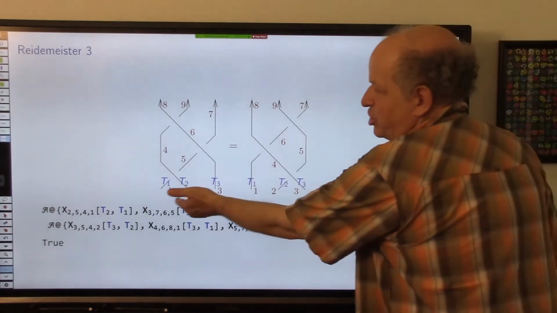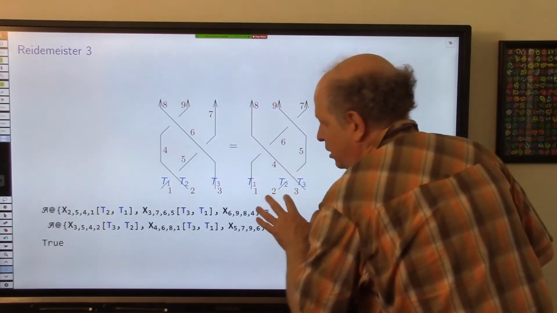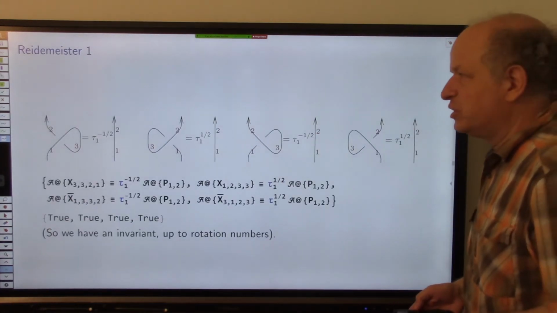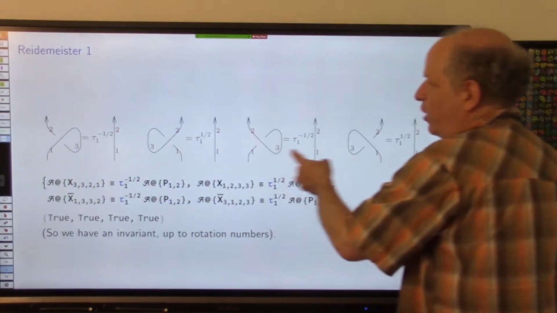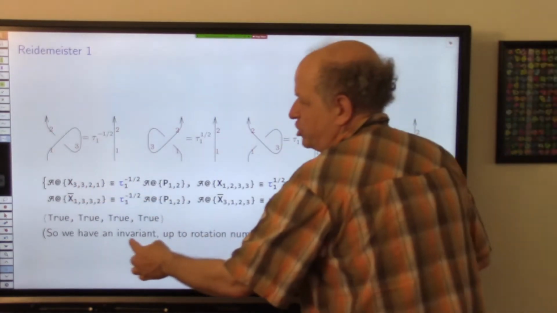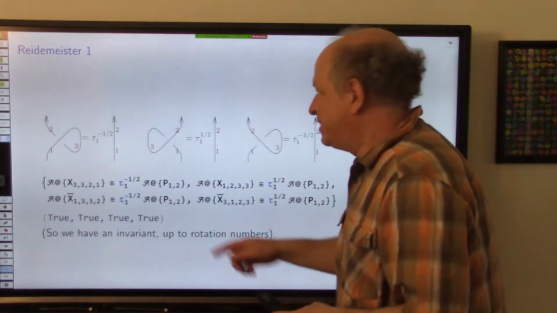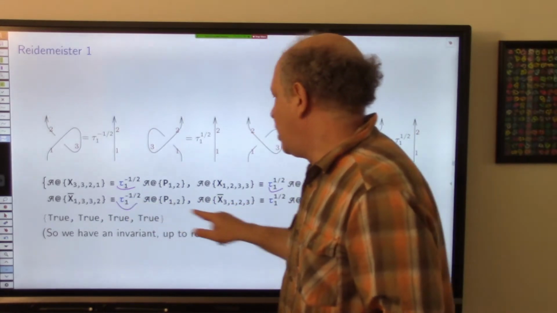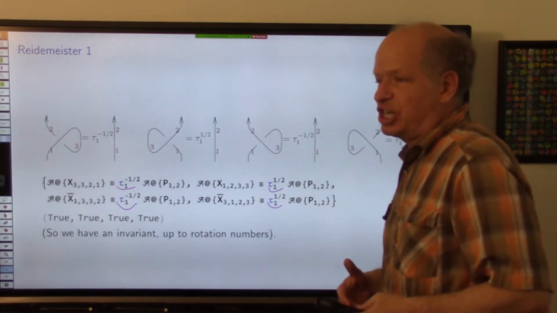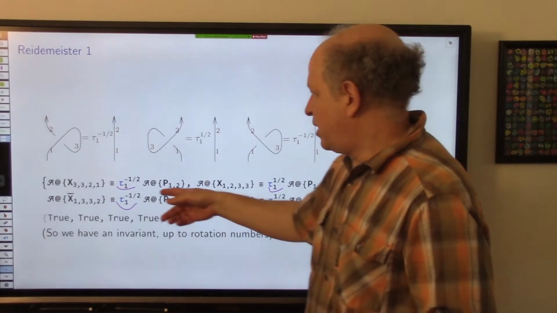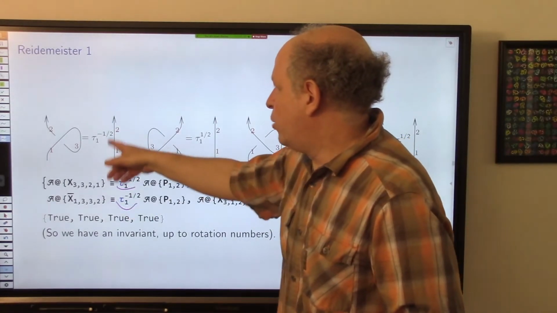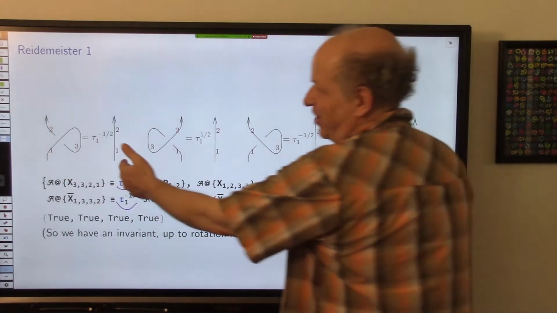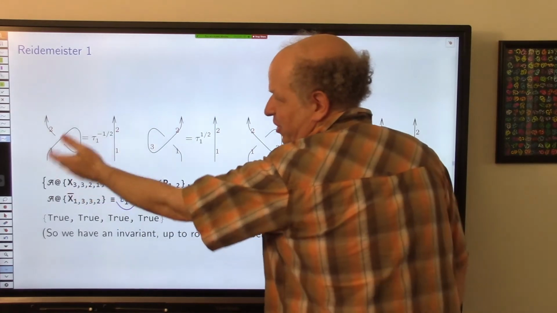Similarly, Reidemeister 3, I just punch it in, hit enter, the computer says true. Reidemeister 1 is a bit messier. There are three versions of Reidemeister 1s. They all check, but they only check because I've inserted factors that are related to the rotation number. So basically I get a tau. Tau is the name of the color if you don't specify a color.